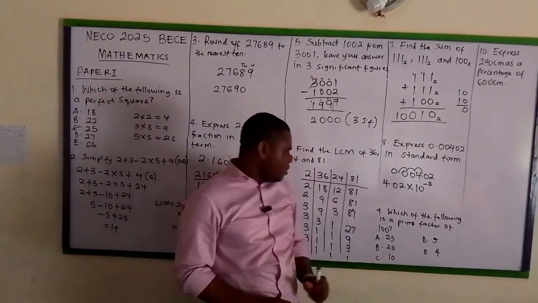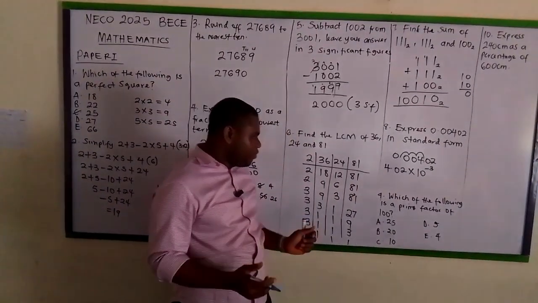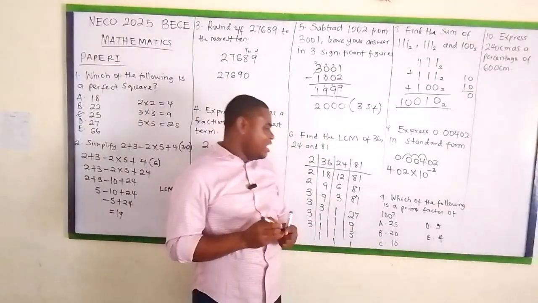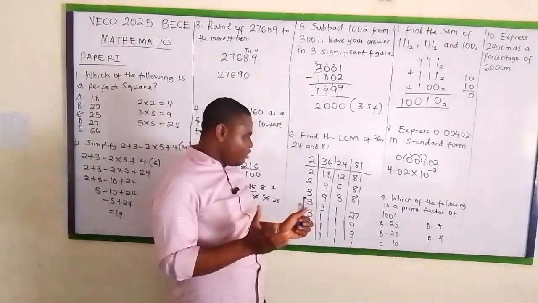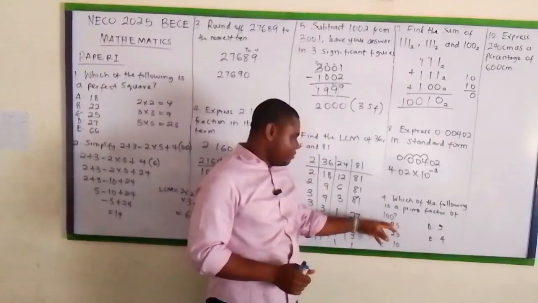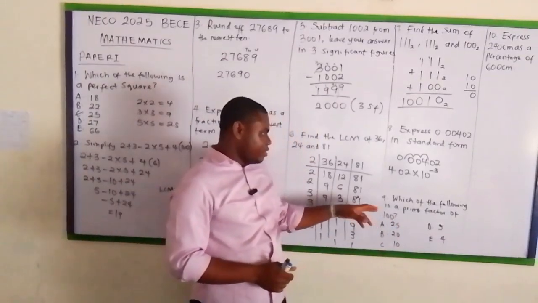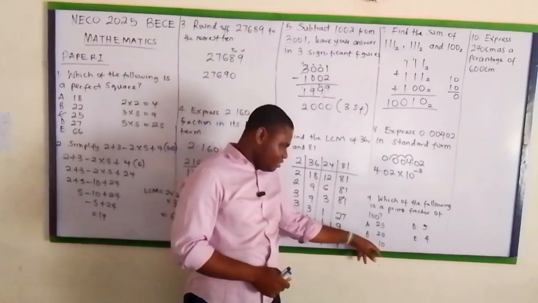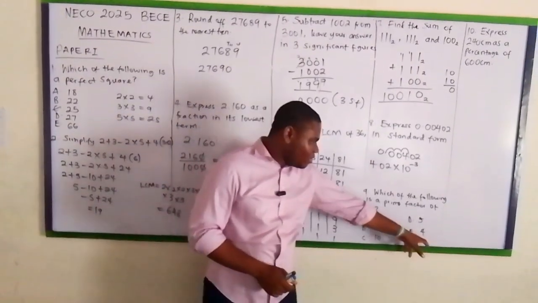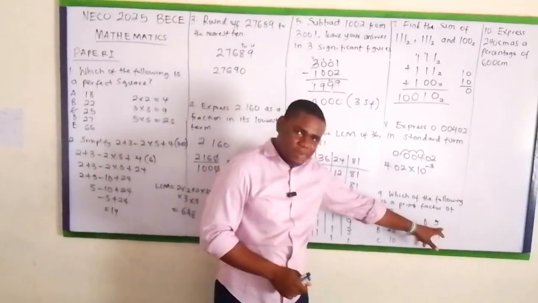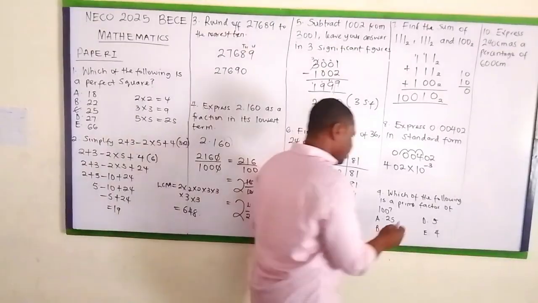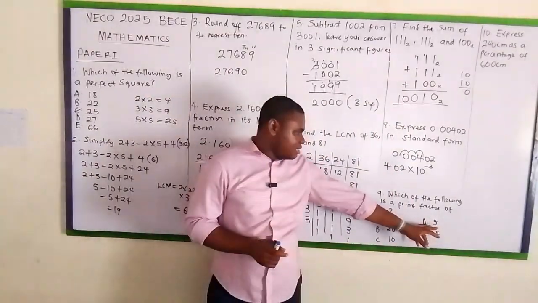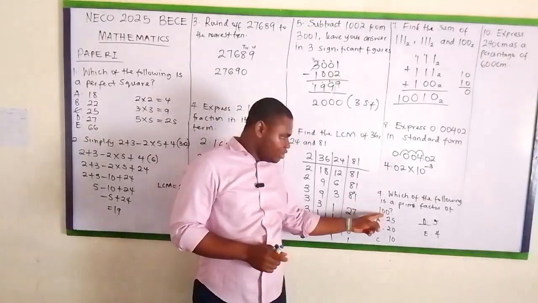Alright, now number 9 says, which of the following is a prime factor of 100? Now in this case, there are two ways of solving this. Normally you can actually go to the numbers. 25 is not a prime number, so it's off. 20 is something, 10 is something, 4 cannot be a prime number, 5 is a prime number. So the answer will be D. And it is only 5 that is a prime number that can go into 100.